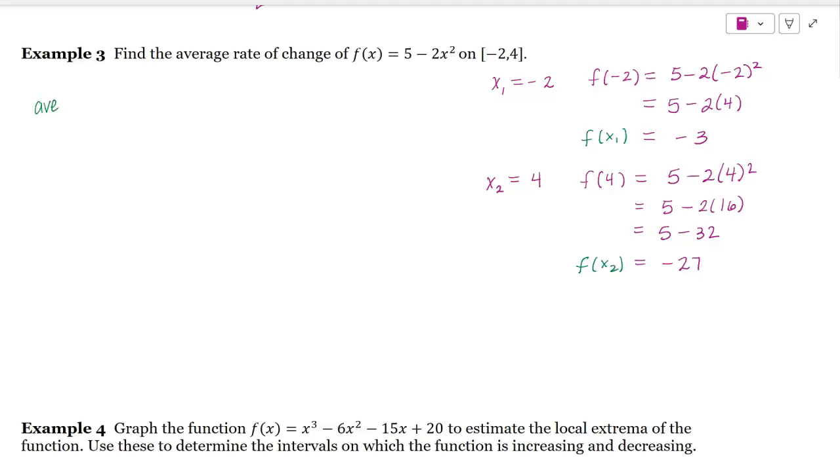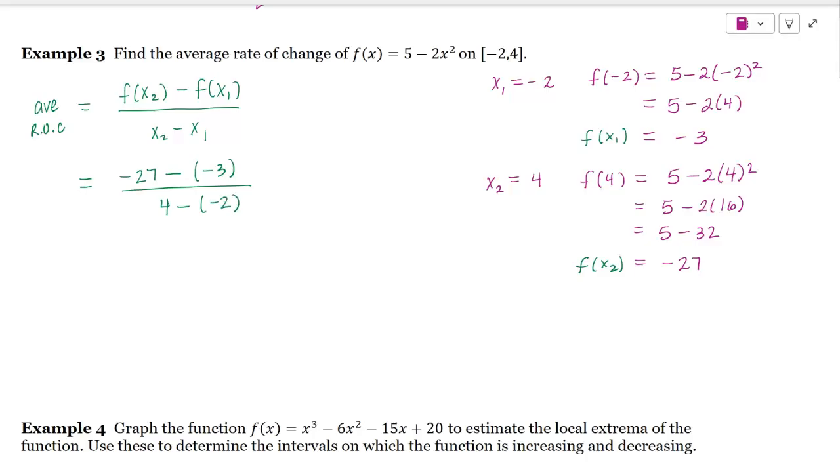So our average rate of change is f of x2 minus f of x1 over x sub 2 minus x sub 1. All right, that's a -27 minus -3 over 4 minus -2. So -27 plus 3 will give me -24. And then 4 plus 2 will give me 6. So it looks like my average rate of change is -4.